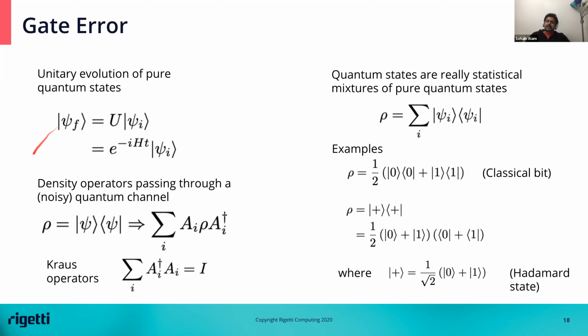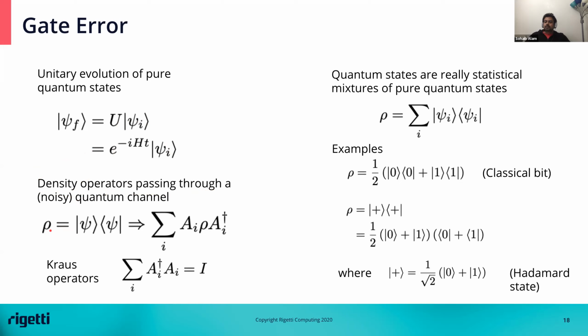But anyway, this is the usual picture of quantum mechanics, where we have these pure quantum states and they evolve according to unitary matrices. In real life, things are not so ideal, and things are more appropriately described by the so-called density operators passing through some noisy quantum channel. So let me try and unpack that a little bit.